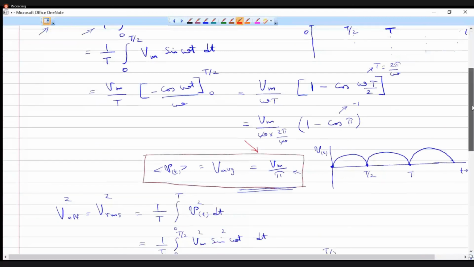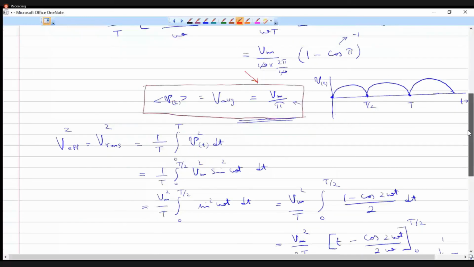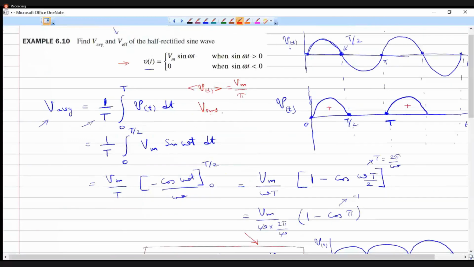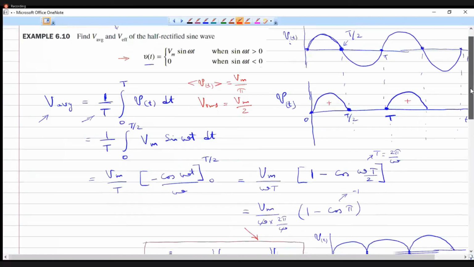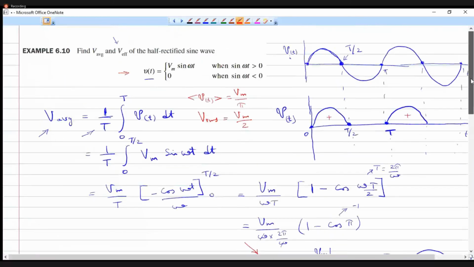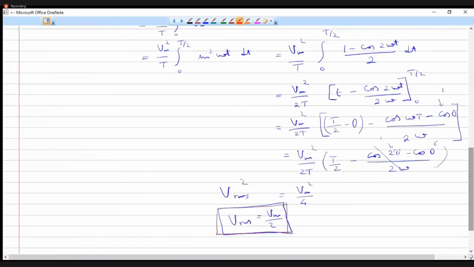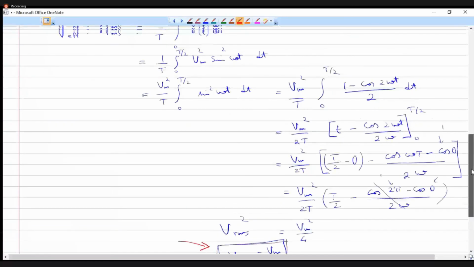It is sufficient that in some numericals you remember the result only. And the RMS value, VRMS, is equal to Vm by 2. So for a half rectified function, it is equal to Vm by 2, whereas for a full sinusoidal function, it is equal to Vm by root 2. So this we have derived. That is, the RMS value of the half wave rectified sinusoidal function is equal to Vm by 2.